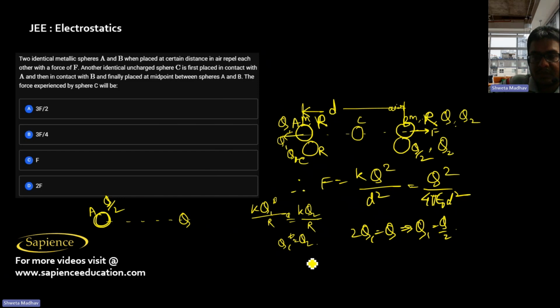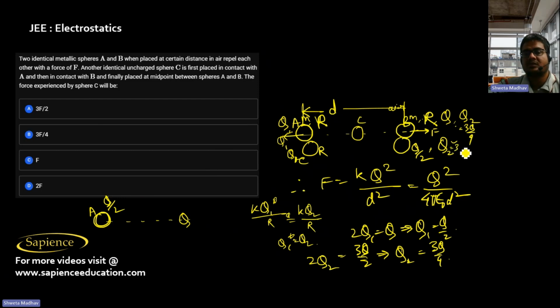So therefore I can say that 2Q2, since their radiuses are same, so their potential also should be same. Since they are having same radiuses, so their final potential should be same. So I can say it will also have charge Q2, this will also have charge Q2. So 2Q2 that is equal to Q by 2 plus Q, that is 3Q by 2. So therefore Q2 will be equal to 3Q by 4. So Q2, this is having 3Q by 4 and this one is also having charge 3Q by 4 now.